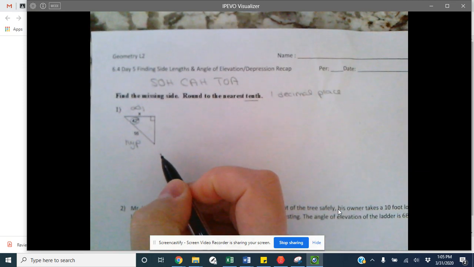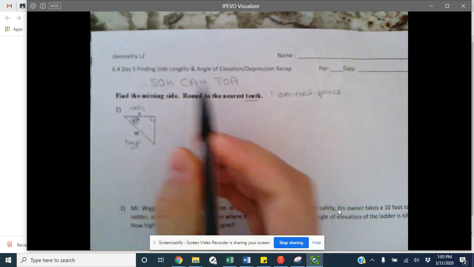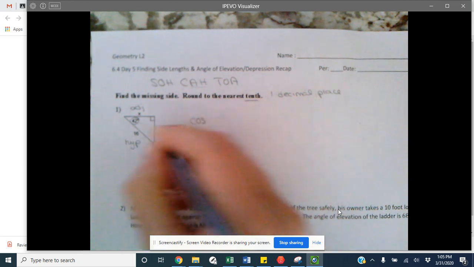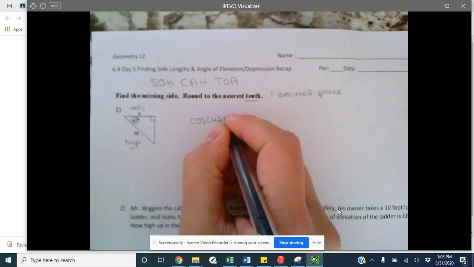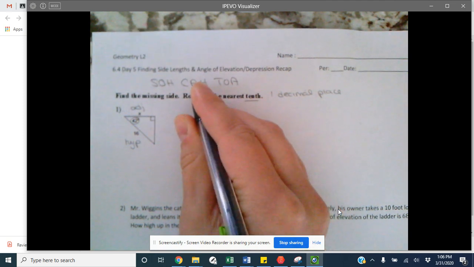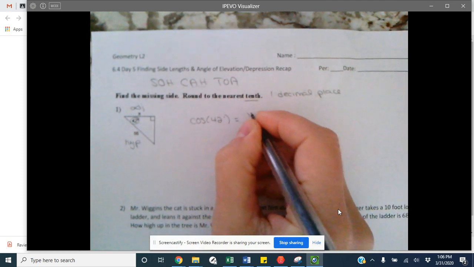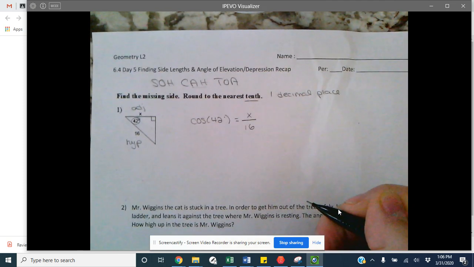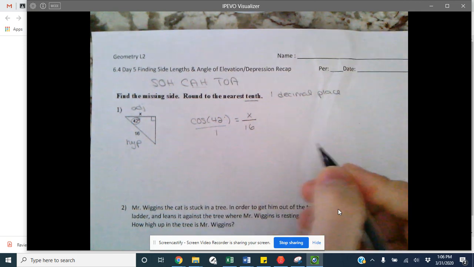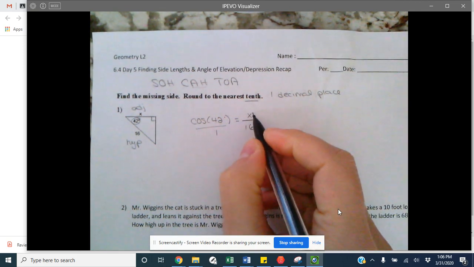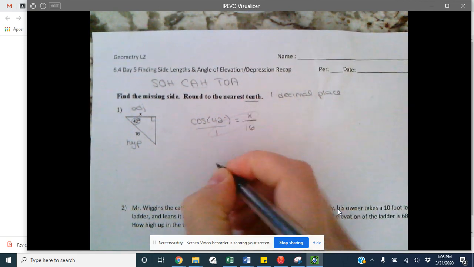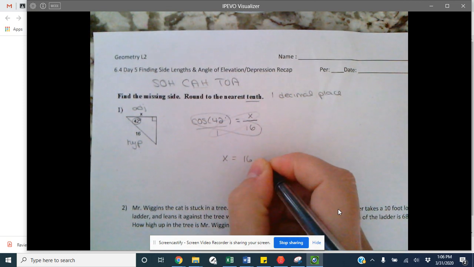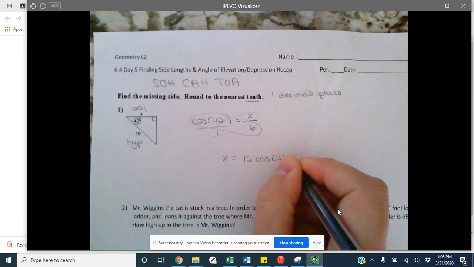Now, which of those trig functions are we looking at if we have adjacent and hypotenuse? Well, that's right here, adjacent and hypotenuse. So we're looking at cosine. So cosine of the angle measure, 42 degrees, equals adjacent over hypotenuse. So adjacent is x, over hypotenuse is 16. And now I'm going to just put this over 1, make it into a proportion, and solve. Cross multiply. 1 times x is just x, equals 16 times the cosine of 42 degrees.